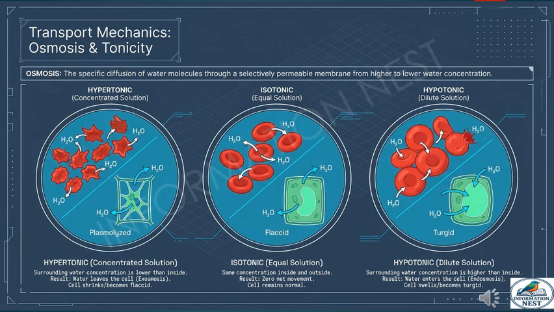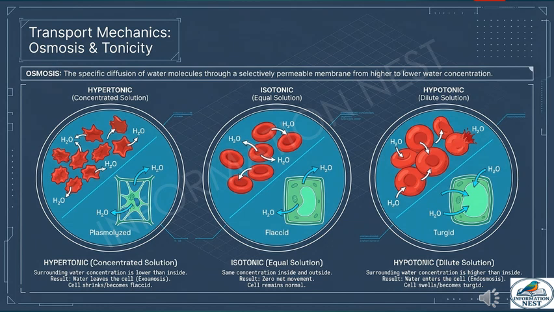Now that we know what a cell is, we need to talk about how it breathes and breaks. This brings us to a super important process, osmosis. Simply put, it's just water moving from where there is a lot of it to where there is less of it through a membrane. But how does this change the cell? Let's look at these three scenarios.